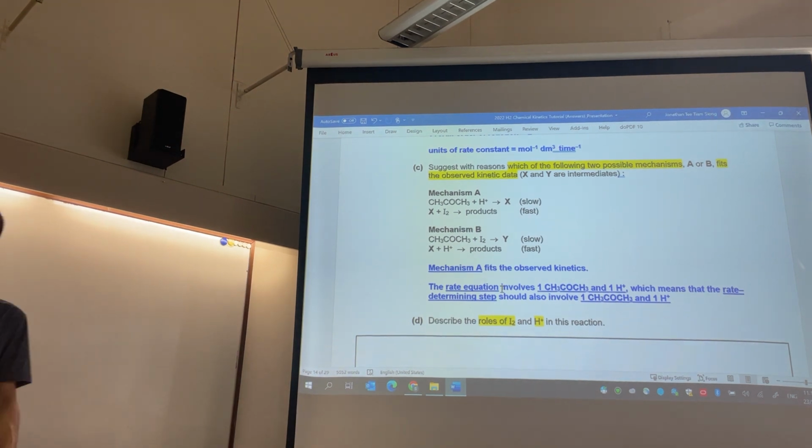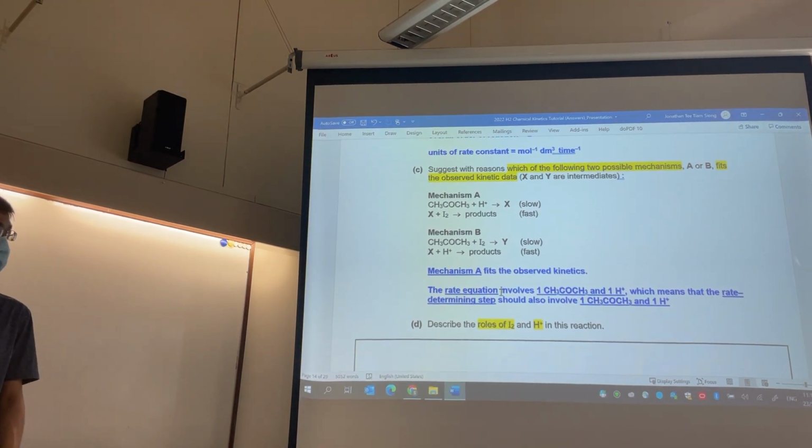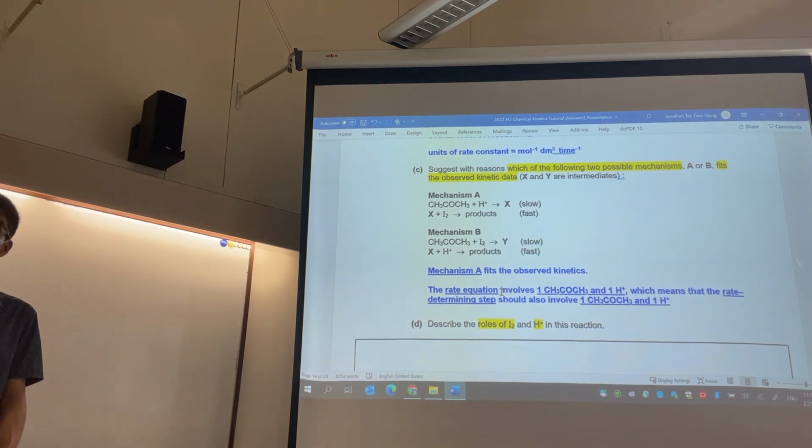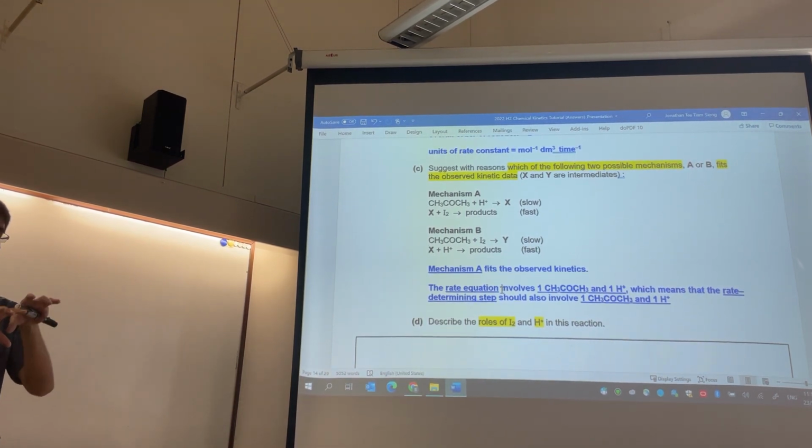Okay? So that is one of the important learning points that we actually talked about. Your rate equation and the slow step of the mechanism must always fit with one another.